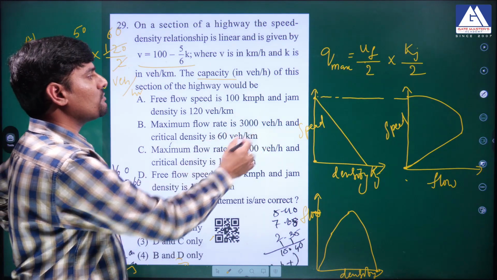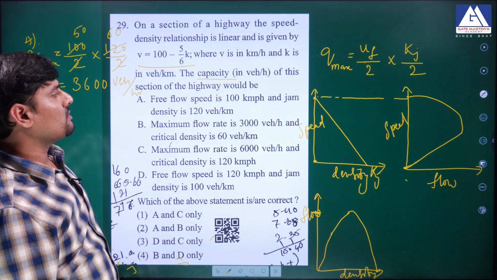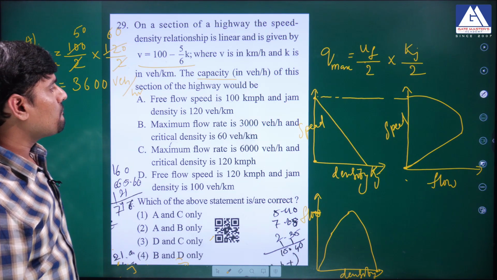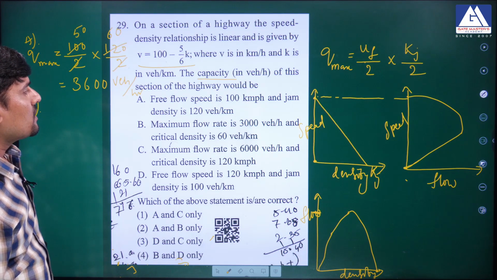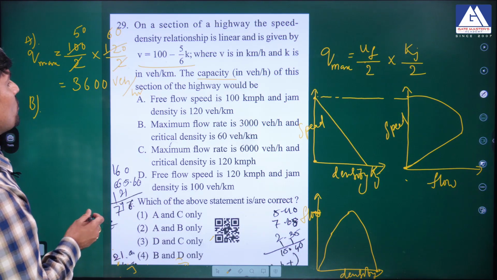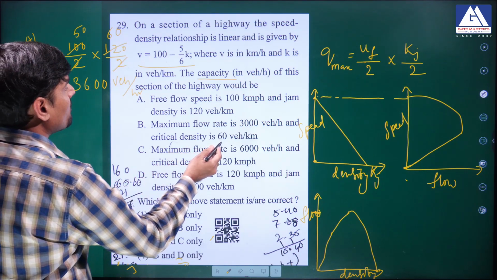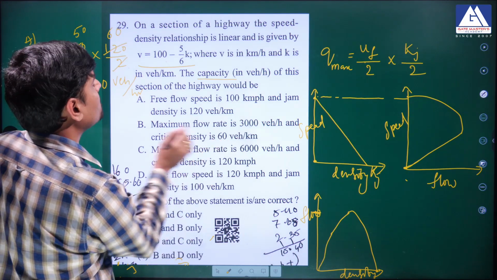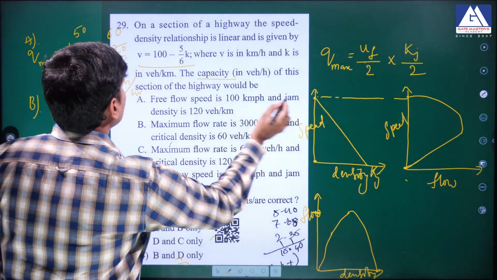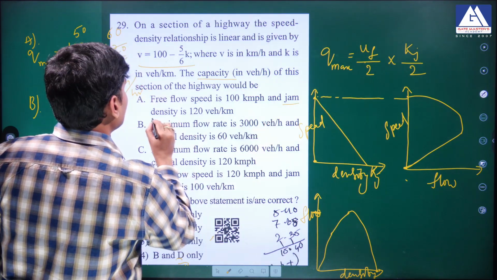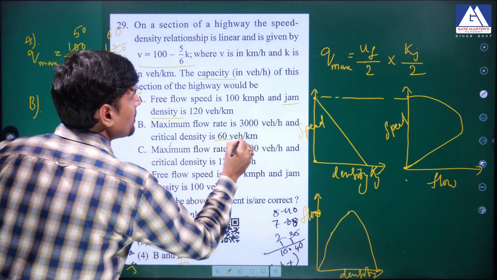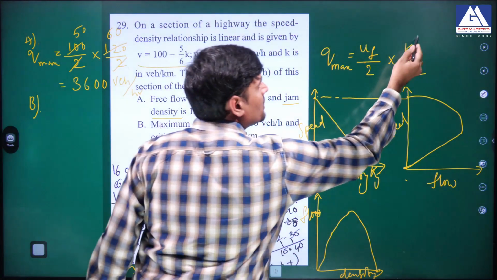But let us try to look at option B. Maximum flow rate is 3000 vehicles per hour and the critical density is 60 vehicles per kilometer. But when does it happen? The maximum flow occurs when the density is half of kj, that is kj by 2. So here the jam density is 120 vehicles per kilometer, and the critical density is half of that.